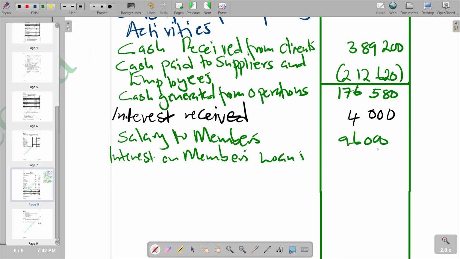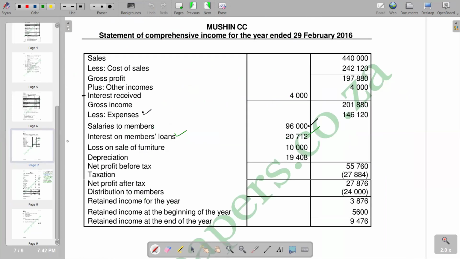For the figure that we have for interest on our members' loans, we have got 10,700. Obviously, we are saying these two figures are showing outflows, so we are going to show them as negative, so we can just put some brackets. Then we go back again, checking another item in the income statement that is going to affect our operating activities.